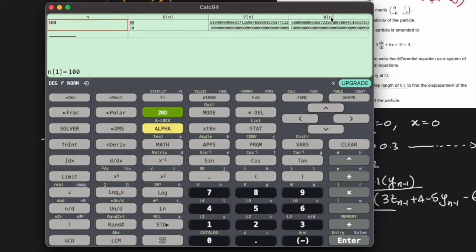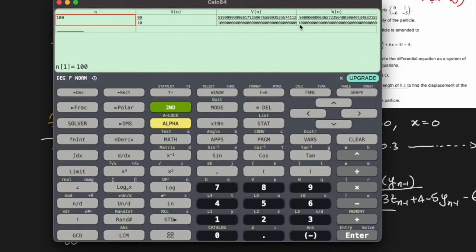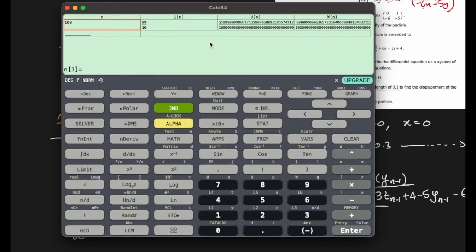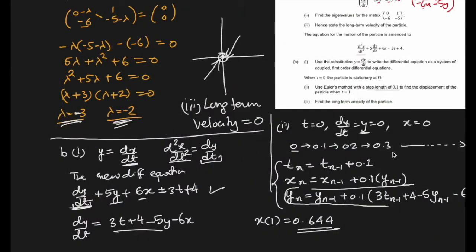And velocity, speed, that's what they're asking, right? Long-term velocity will be 0.5. Can you see? This number divided by this number will be 0.5 if I convert that to decimals. So the answer for the third part is: in the long term, velocity equal to 0.5 units per second. Okay.